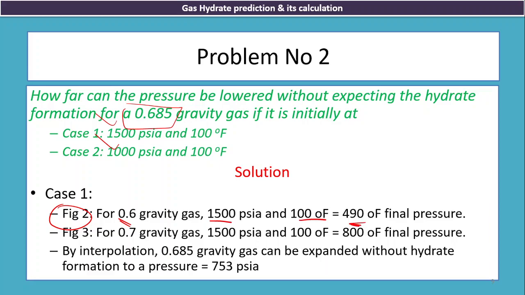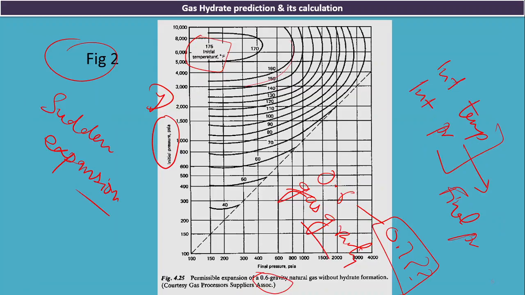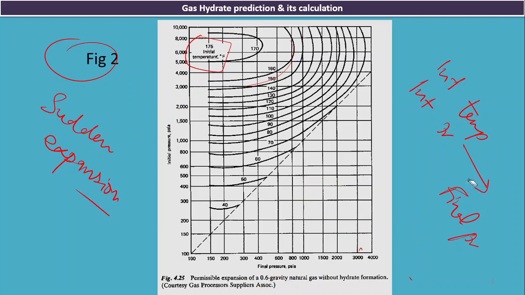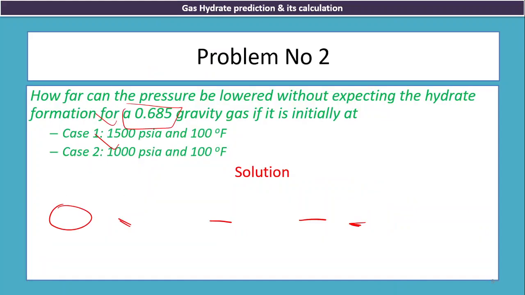Let us look in the figure at 1500 and 1000. This one is 1500 and 100. That is basically the problem. So 1500 means this one, and temperature is initially 100. So we can say this point, and if you make the line, it comes to around 500 final pressure. What it means is that if the initial pressure is 1500 and temperature is initially 100 degrees Fahrenheit, you can go down to 500 psi. That is the basic solution here.